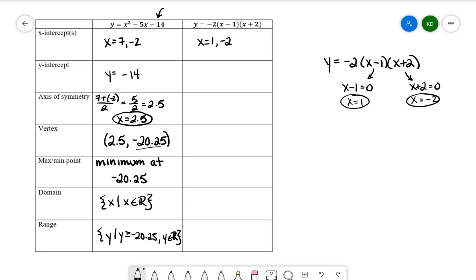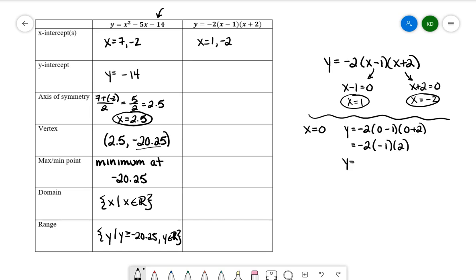How do we find the y-intercept? It's very similar. Remember that y-intercepts happen when x is equal to 0. So all we need to do is plug in 0 into our equation and solve for y. So y will equal negative 2. We'll have 0 minus 1 times 0 plus 2. Simplifying this a bit, we've got negative 2 times negative 1 times positive 2. So what we're going to get here is negative 4. Oh, excuse me, sorry, positive 4, because negative times a negative is positive.